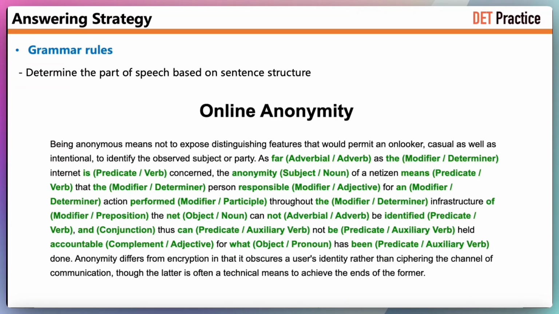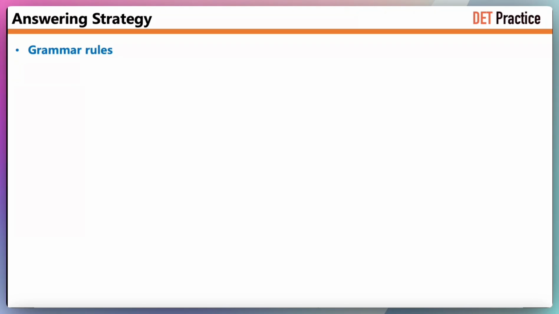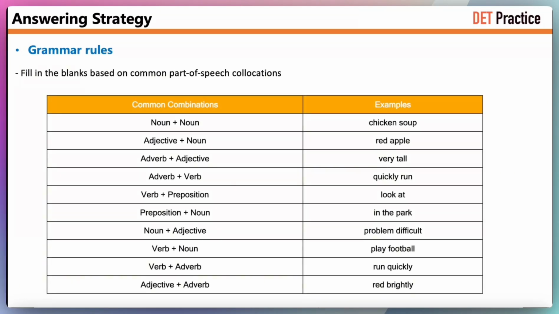learn some common word collocations. This can help you determine the part of speech for the word you need to fill in, narrowing down your options. The table below lists common word collocations. For example, adverb plus adjective and adverb plus verb combinations are very common in sentences. You might want to take a screenshot of this table for future reference. Let's look at the next question.